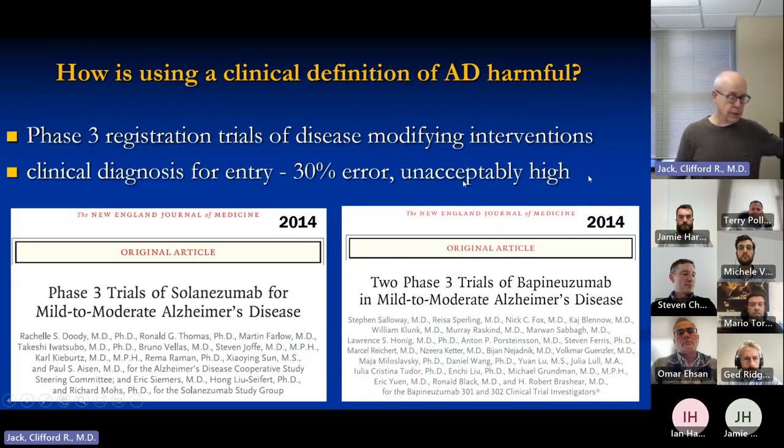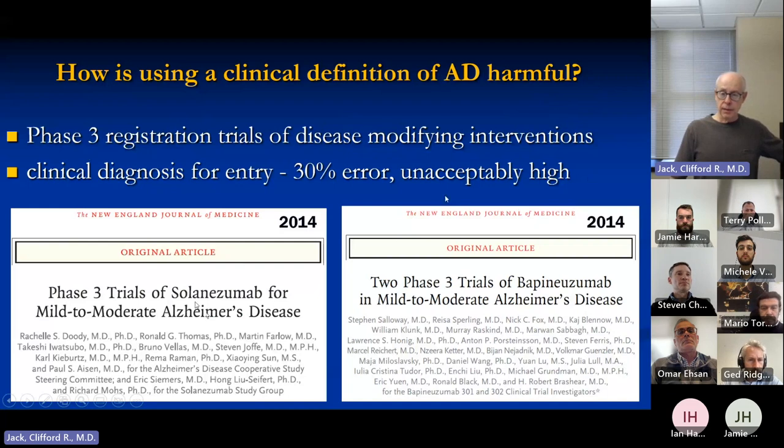At the clinical trial level, what is the problem with using a clinical definition of Alzheimer's disease? Everyone's familiar with this. These are the publications from the phase 3 trials of solanezumab and bapineuzumab. You can see the publication dates on here. These studies were initiated many years prior to this, very early 2000s, and it takes a long time to run a phase 3 trial.